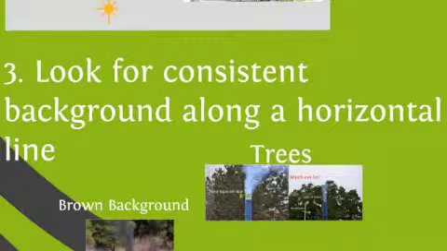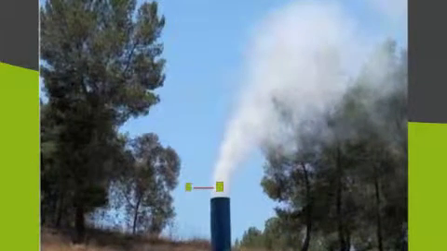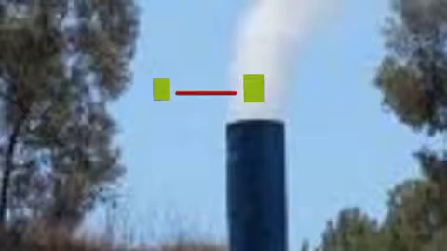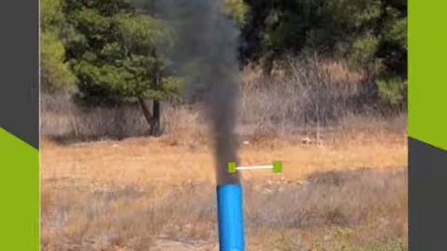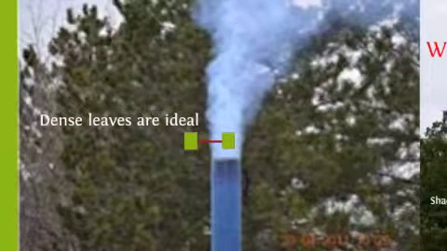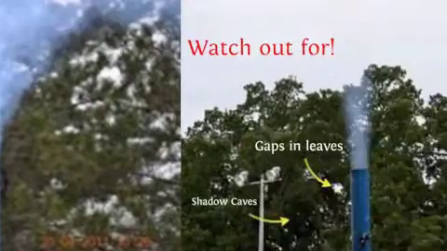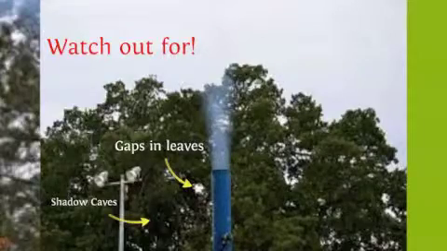Look for horizontal lines of light. Our analysts use a single image to create an opacity reading. Look for images that possess the likeness of the background behind the smoke in the same horizontal line as the emission plume. When taking photos against tree backgrounds, look for backgrounds with dense leaves. If possible, stay away from shadow caves and light pockets.